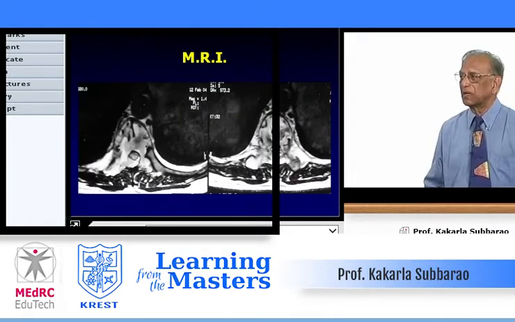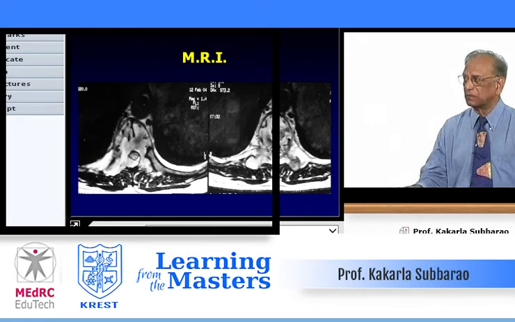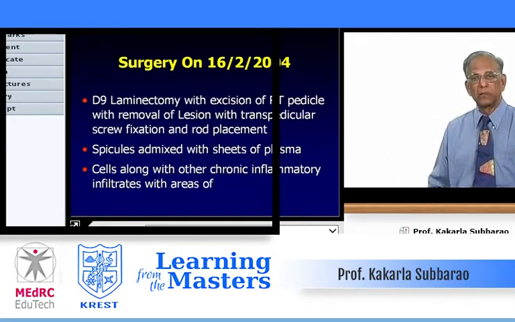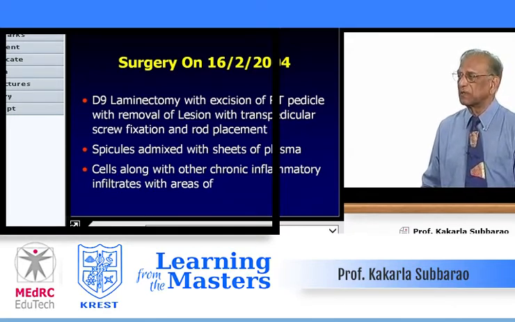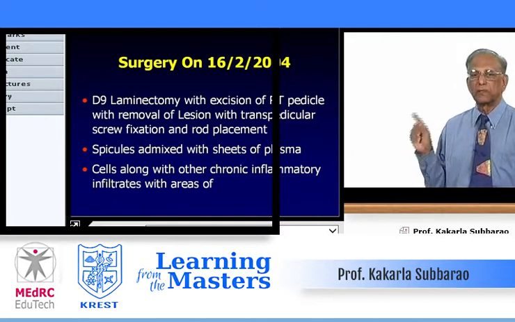Then they took MRI. Again the same findings between T1 and T2. And so, thinking that it is hemangioma, they did laminectomy on 16th February. D9 laminectomy, the excision of right pedicle with removal of lesion with transpedicular screw fixation and rod placement. By the way, it is not D10 but it is D9.